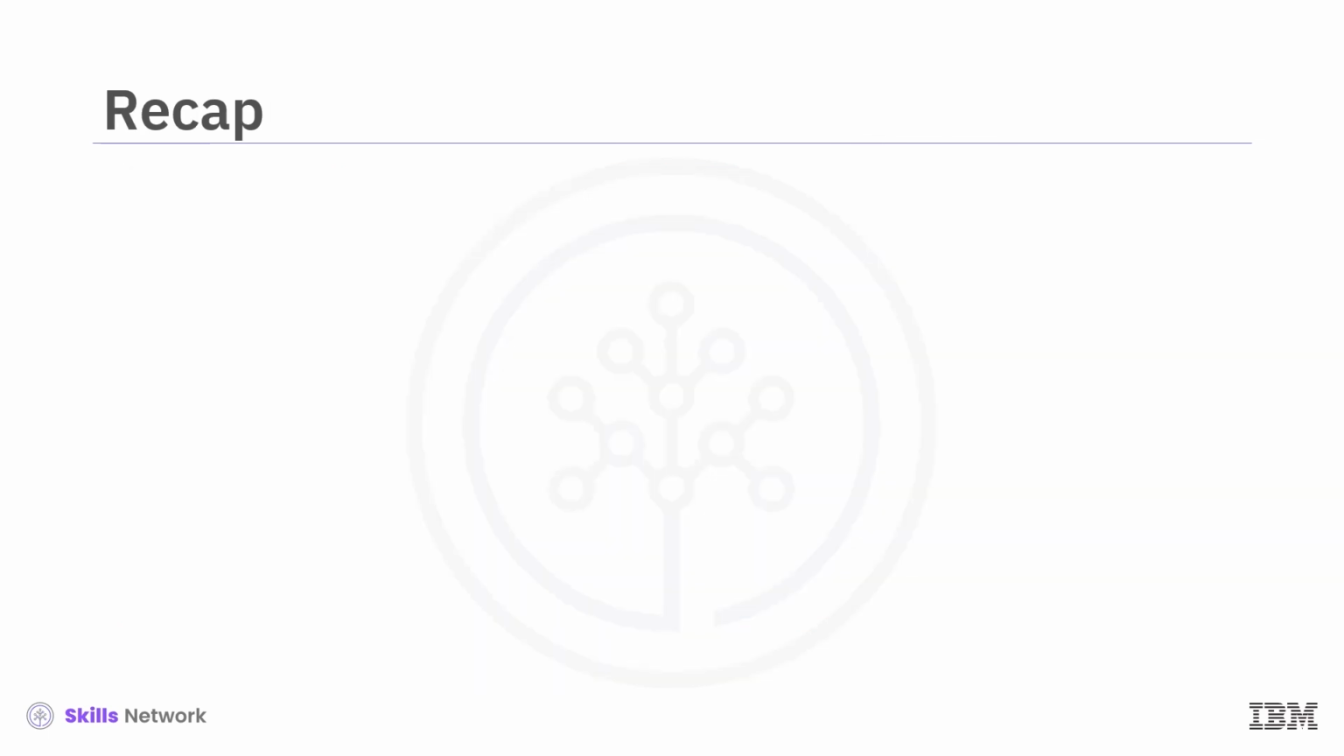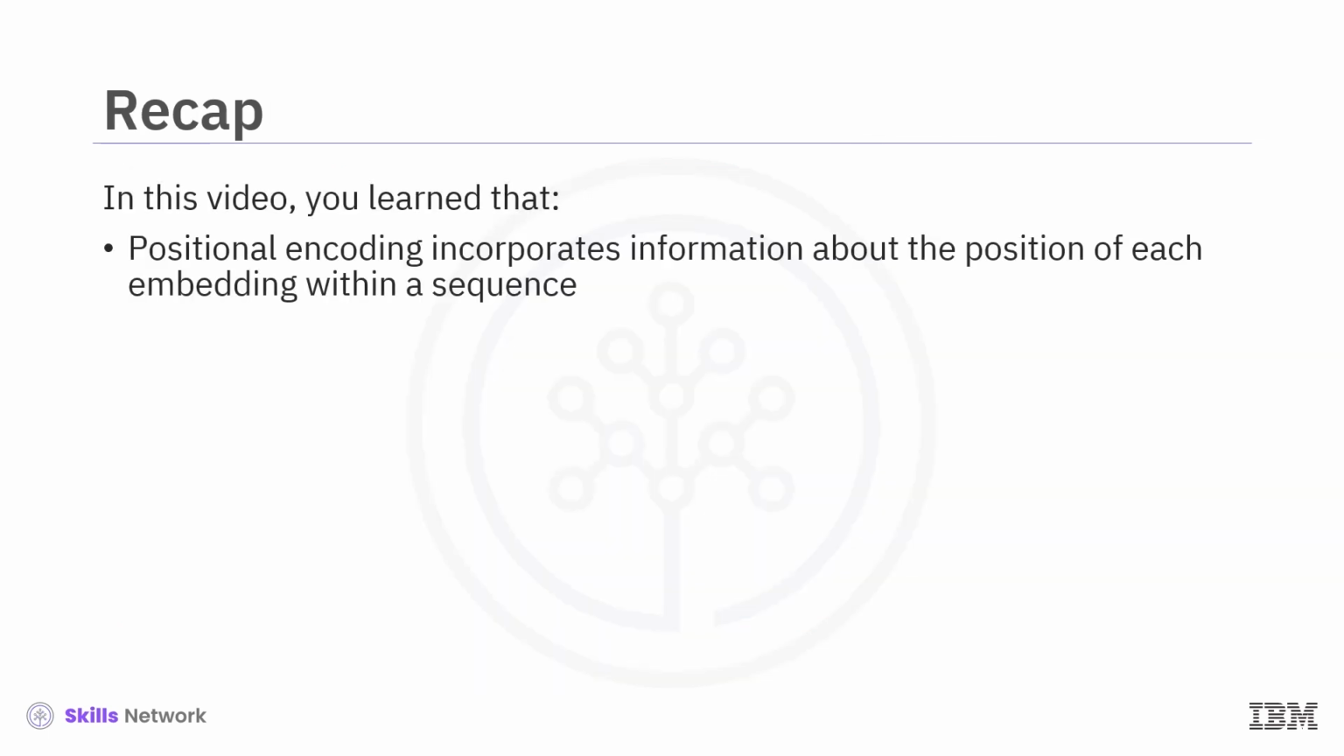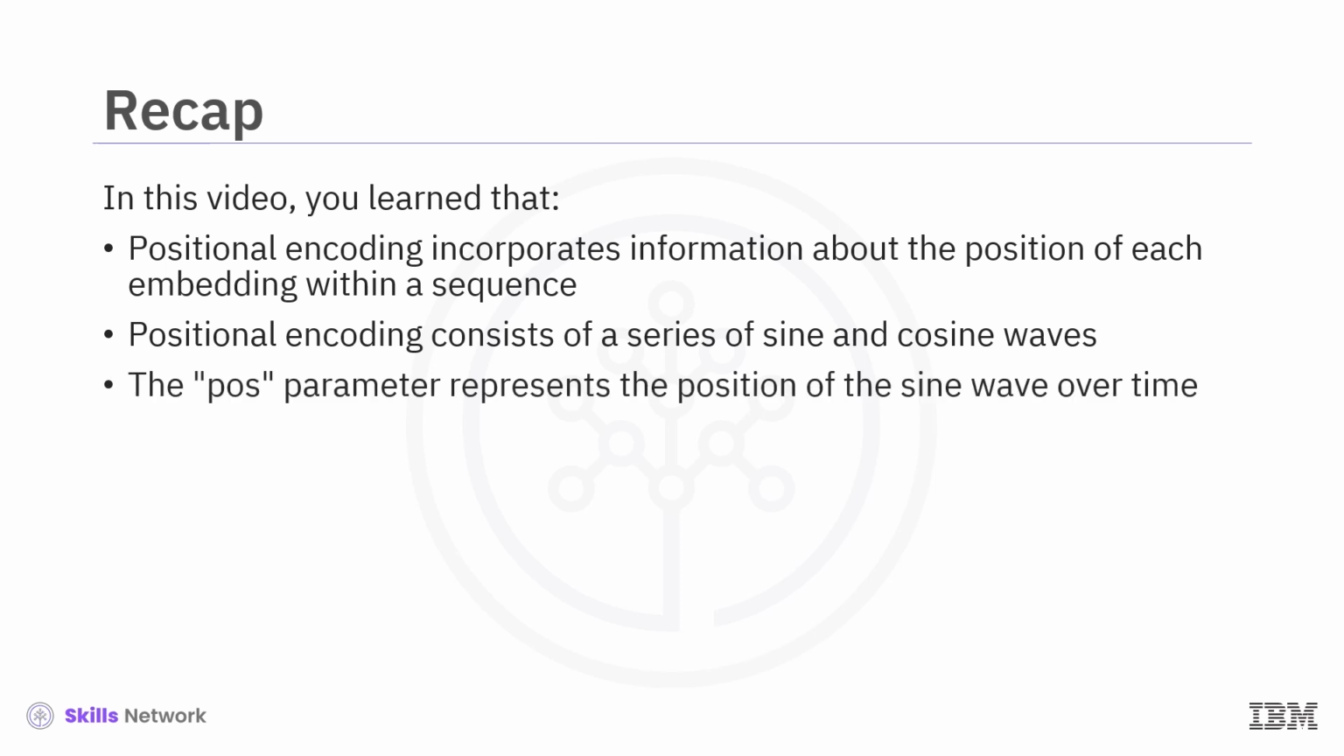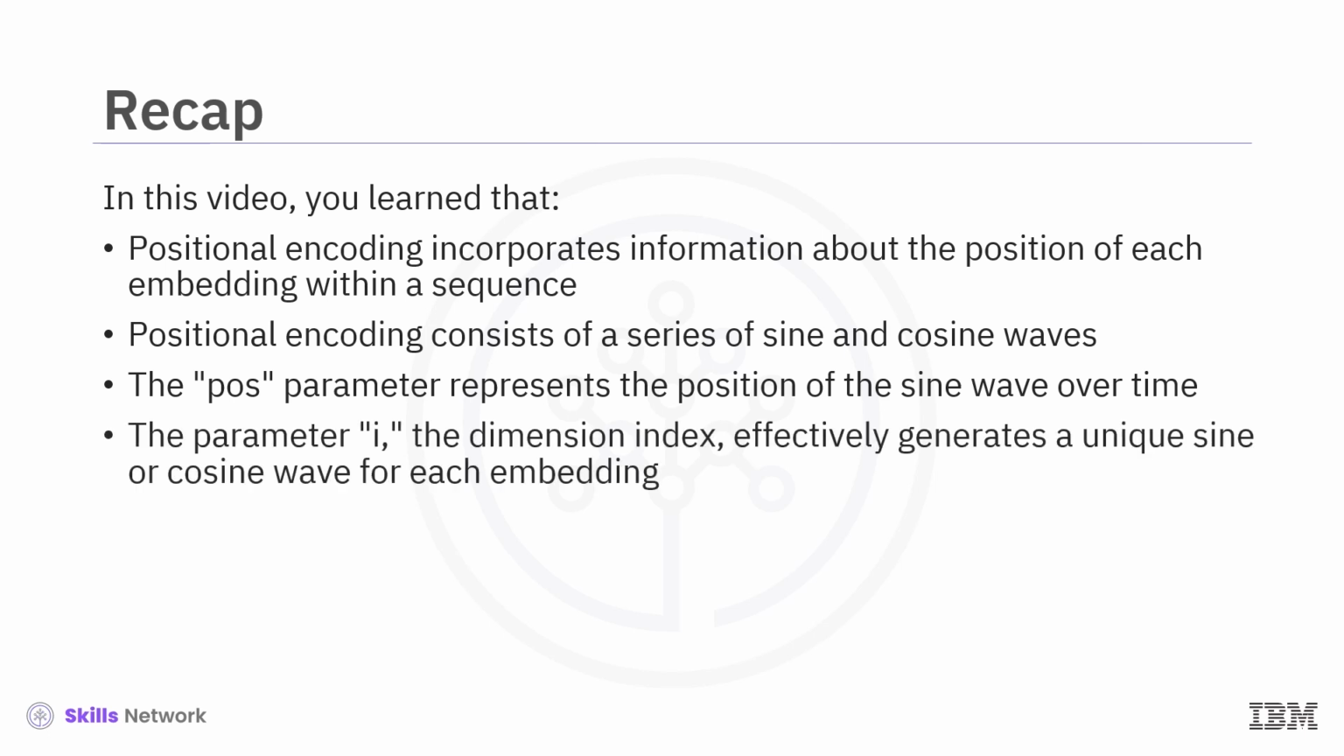Let's now recap what you learned. In this video, you learned that positional encoding incorporates information about the position of each embedding within the sequence. Positional encoding consists of a series of sine and cosine waves and involves two parameters. The pos parameter represents the position of the sine wave over time. The parameter i, the dimension index, effectively generates a unique sine or cosine wave for each embedding, controlling the number of oscillations for each wave.